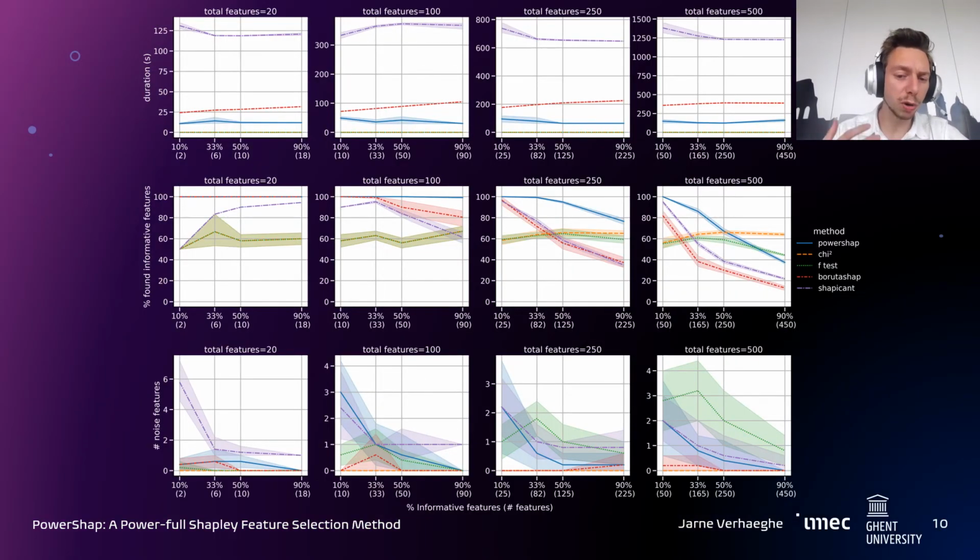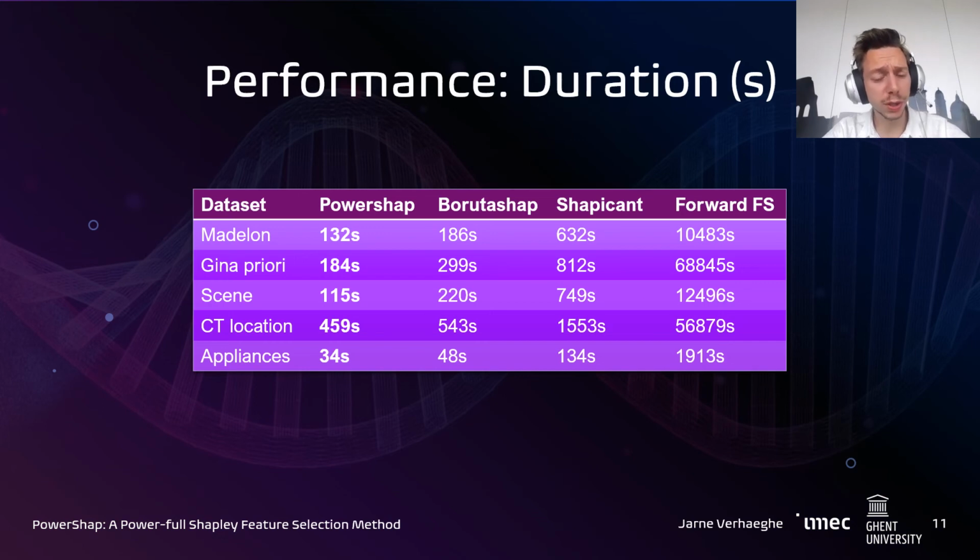If we evaluate PowerShap on a simulation dataset of 5,000 samples and varying amount of features and varying amount of informative features, we can see that PowerShap has a very fast execution time and finds almost all to most informative features without outputting many noise features, outperforming state-of-the-art methods. If we do this on benchmark datasets, we can see the same with a lower execution time for PowerShap and the same performance.